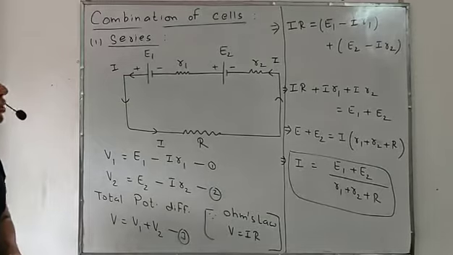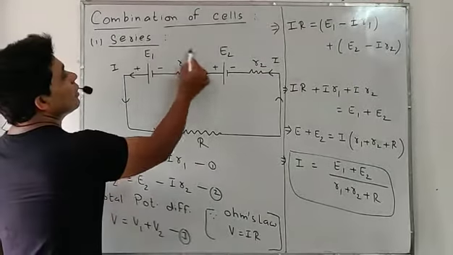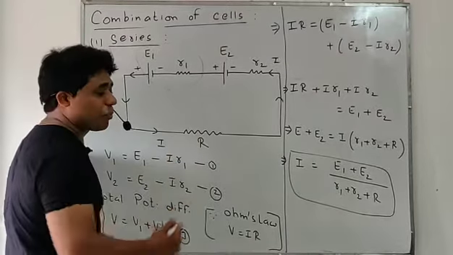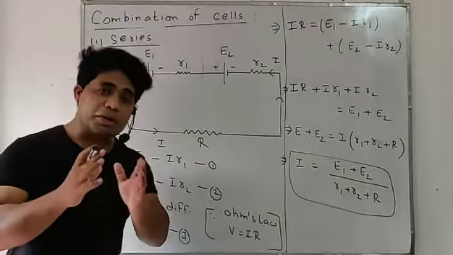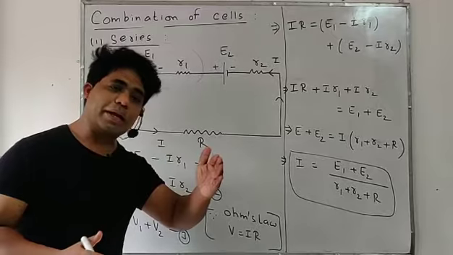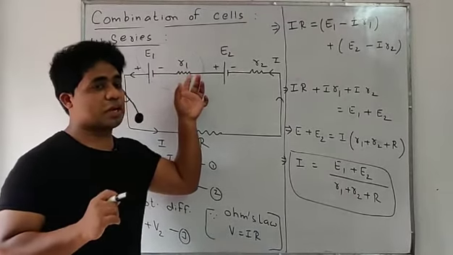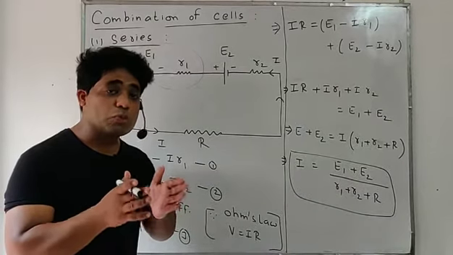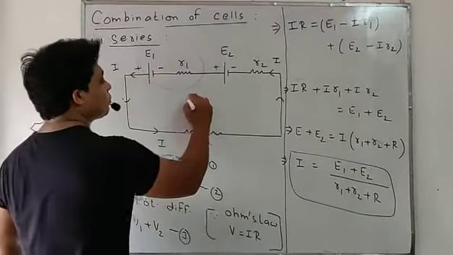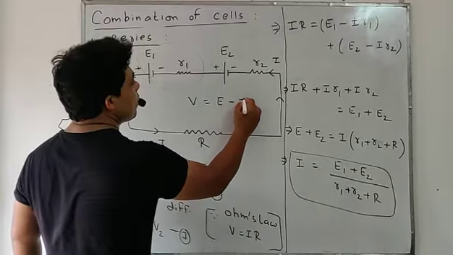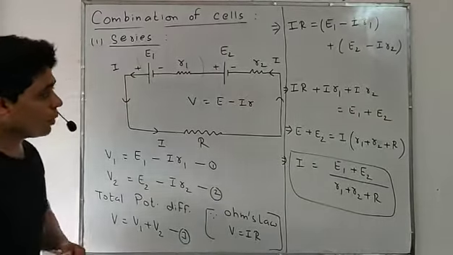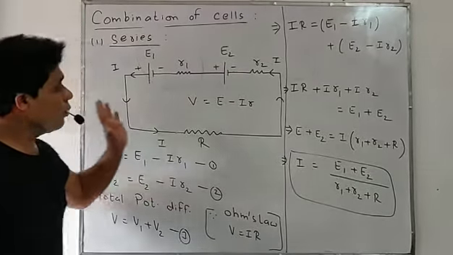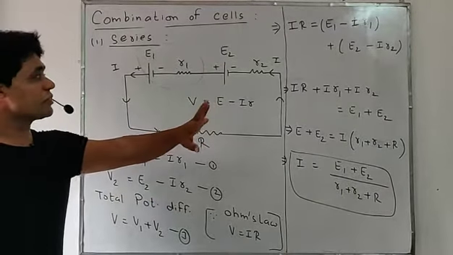Now students, whenever internal resistances are connected in a circuit, in that case the potential decreases. In that case we have to use the potential difference formula V equals E minus IR. So using this formula, which we did before for terminal voltage, EMF, current and resistance.